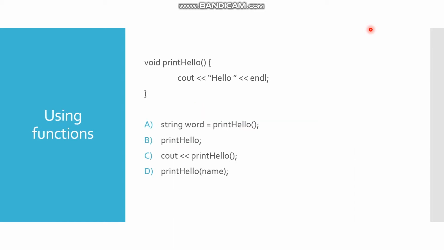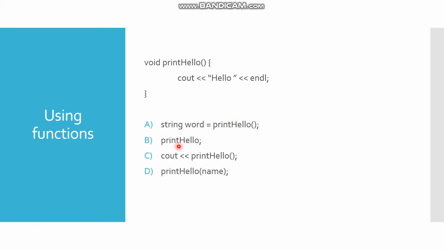So when we are using functions, like in this case, we have this print hello function here. We need to be careful whether it's a void function. What is the return type? In this case, if we try to assign this function to string word, this will not work because it's a void function. There's nothing being returned that could be assigned to word.